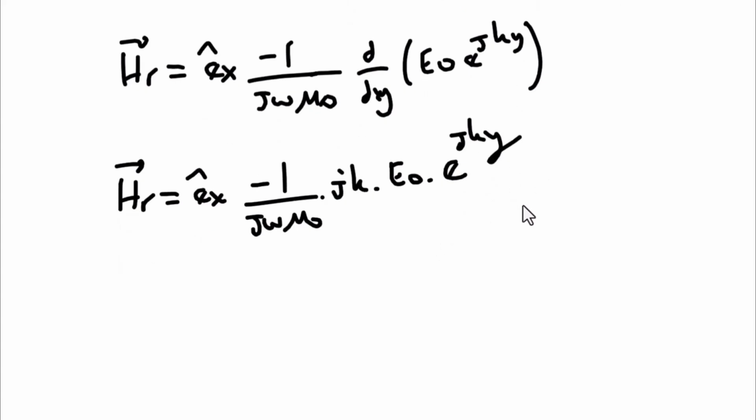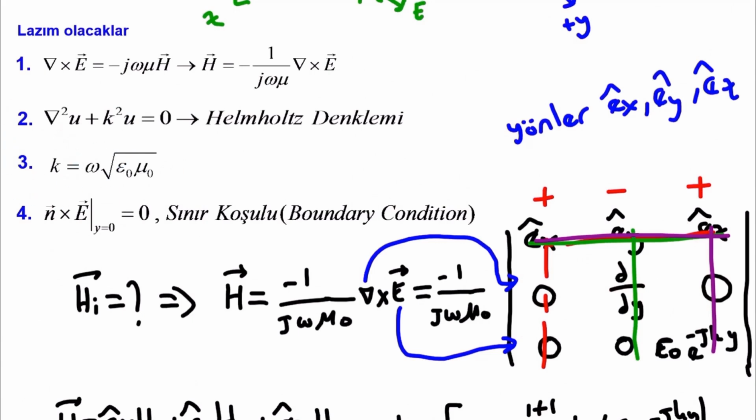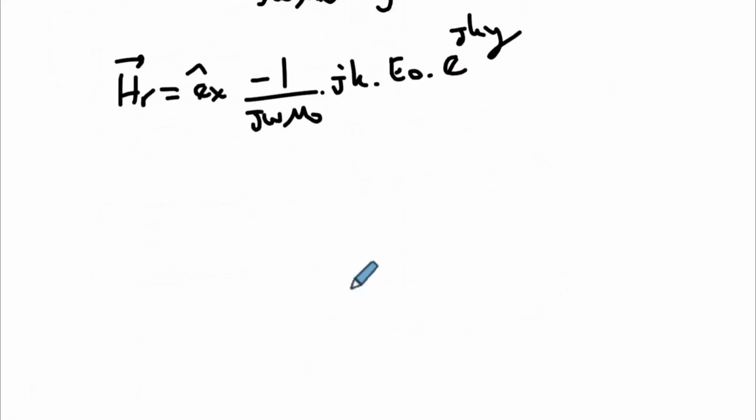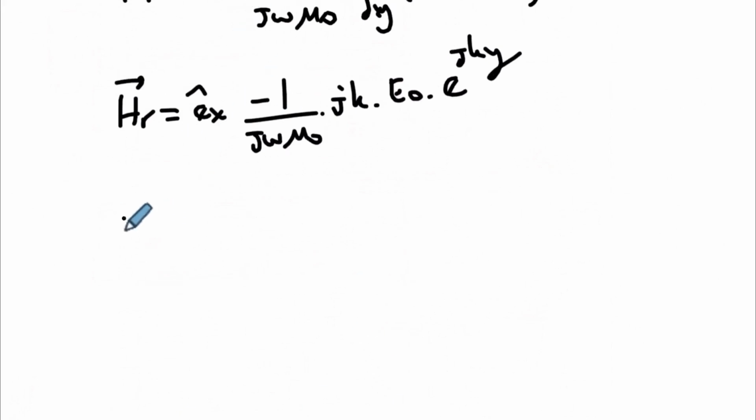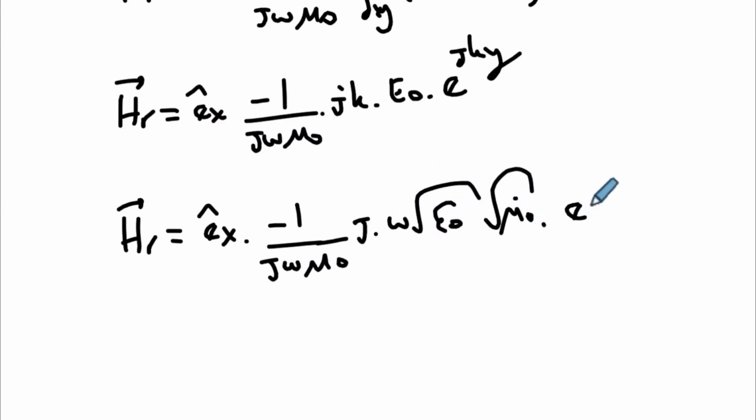It came like this. What did we know again, friends? The ones I wrote at the beginning of the problem that we need here. The third one is k equals omega square root of mu 0 epsilon 0. Let's write it here like this. HR equals Ex times negative 1 over j omega mu 0. Substitute omega for j, k. The parts here we're simplifying. If you remember, j with omega canceled out. It went with the square root of mu 0, and the square root of mu 0 remained here.